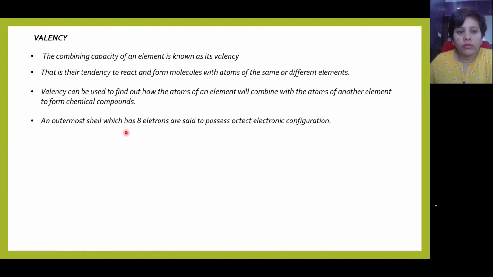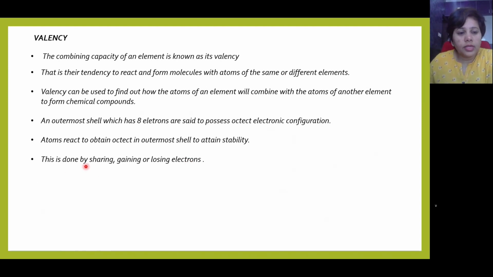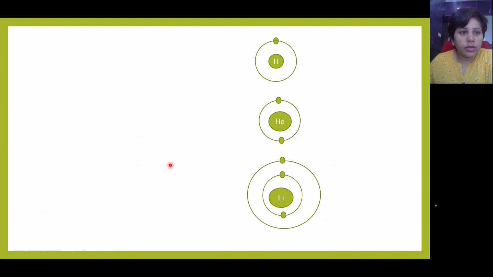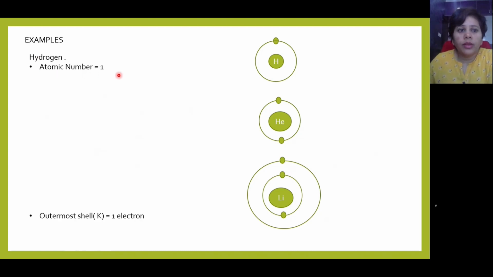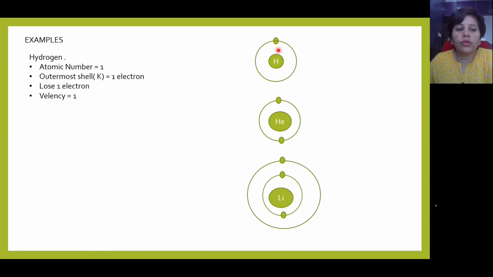An outermost shell which has 8 electrons is said to possess octet electronic configuration. Atoms react to obtain an octet in the outermost shell to attain stability. This is done by sharing, gaining or losing electrons. Now let's see with examples. Hydrogen, the atomic number is 1. The outermost shell has 1 electron, so it will lose 1 electron, so its valency is 1.